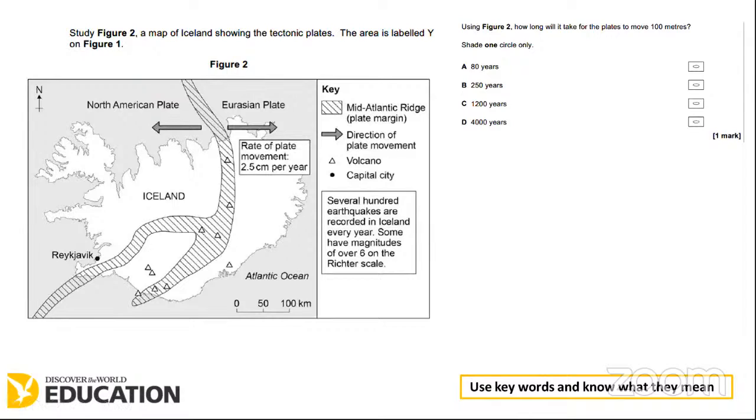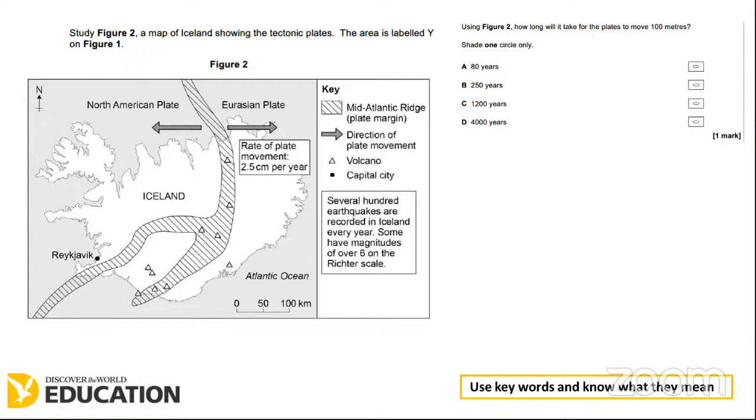Here you have to find your variable. It tells you that the rate of plate movement is 2.5 centimeters per year. So you need to work out how many centimeters in 100 meters, okay, and then work out how many years. All right, so it would be 10,000 divided by 2.5, and your answer is 4,000. So it's quite simple maths there that you can do.